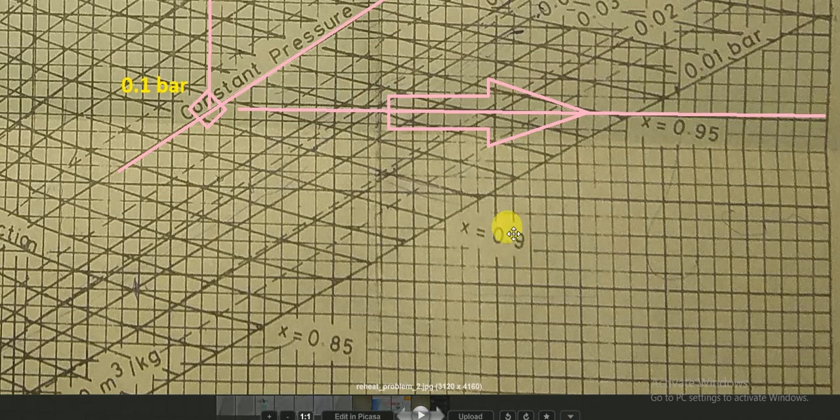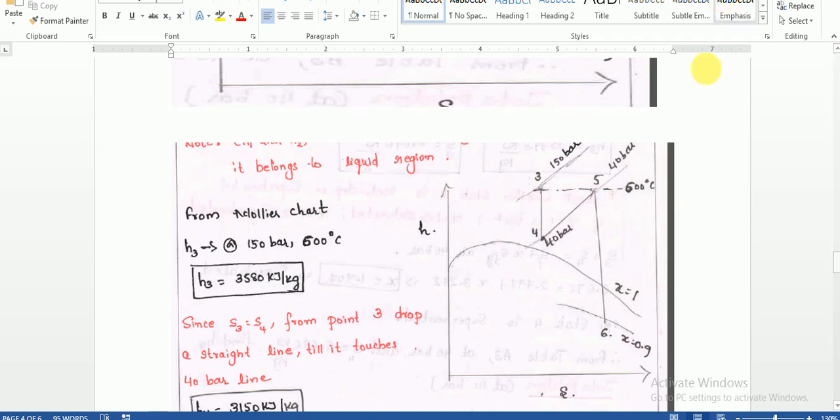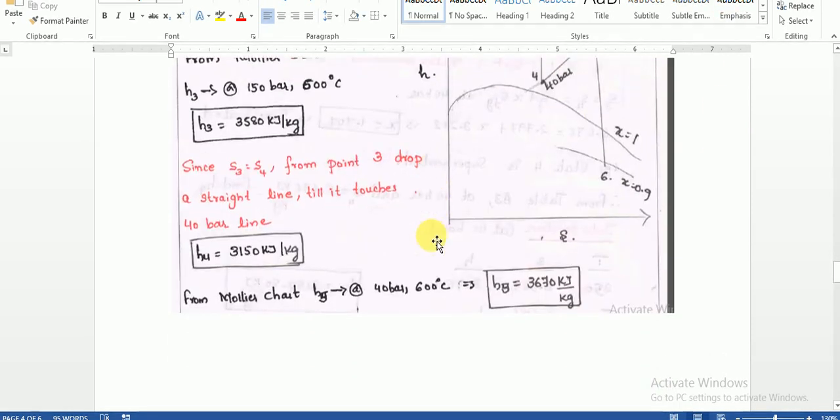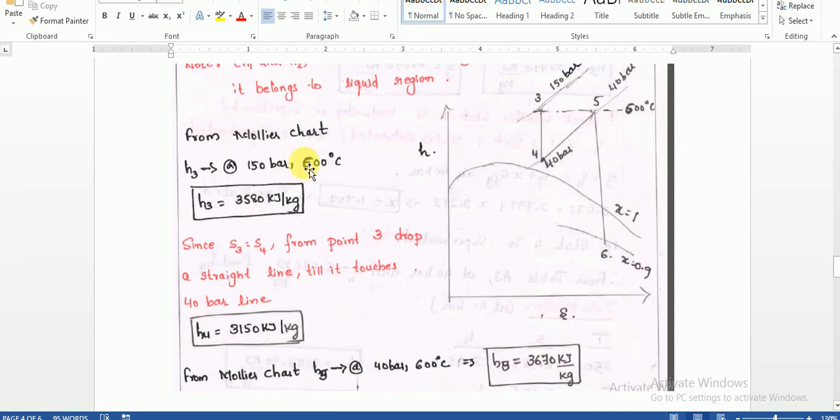We have noted down H3, H4, H5, H6, H1, H2. We have calculated H1 and H2 through the steam table. Now we will go to the problem. Our problem becomes very simple because we have used the Mollier chart. So these are the approximate values.